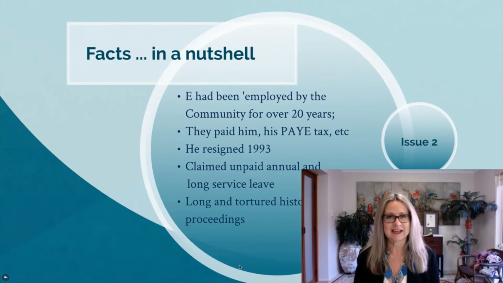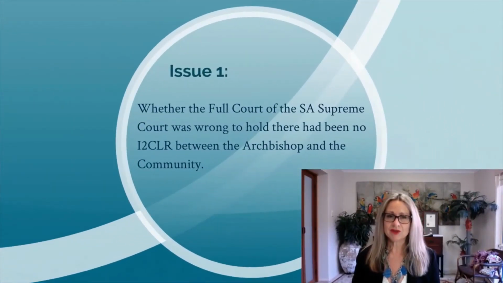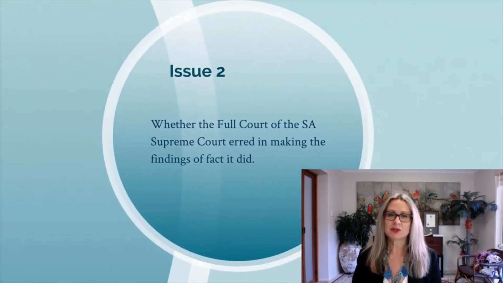And there was some fairly stern finger wagging about all of that at the end of the High Court's decision, in the majority decision. So that is the facts in a nutshell. What were the two main issues? Firstly, whether or not the full court of the SA Supreme Court was wrong to hold that there was no intention to create legal relations between the Archbishop and the community. And the second issue was whether the full court of the SA Supreme Court erred in making the findings of fact that it did.